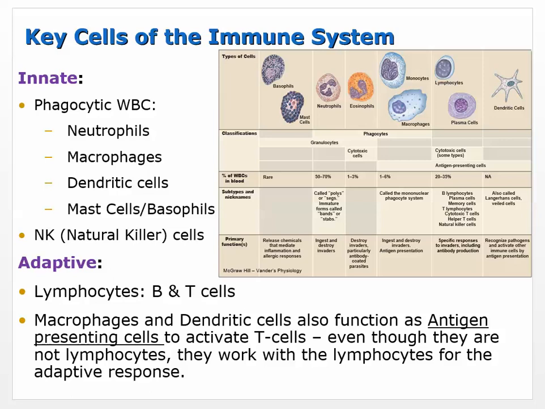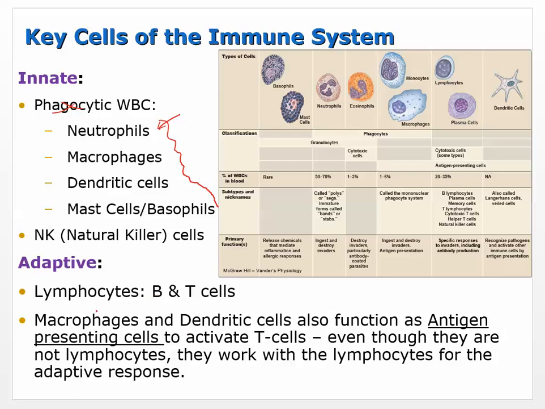Okay, so key cells. Of the innate, the phagocytic white blood cells: neutrophils, macrophages, dendrites. I guess these aren't all phagocytic, so it's kind of poorly labeled. But these are cells of the innate immune system. So neutrophils, macrophages, dendrites, mast cells, natural killer cells. You're going to have to learn a lot of this, and we'll go over specifically what they do in the next couple of chapters. So you will know what these are, and we'll cover them here too. And then the adaptive are the B cells and T cells.